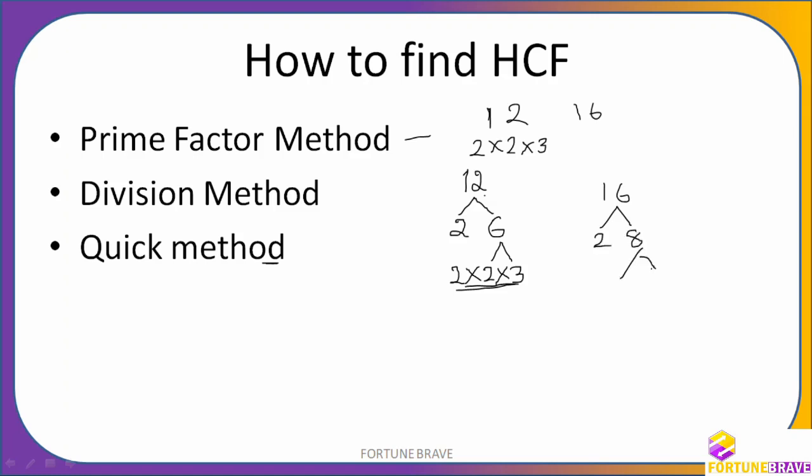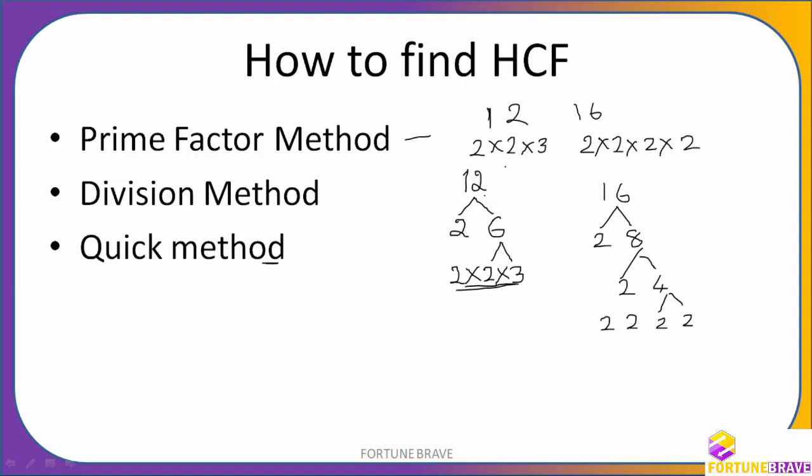Again divide it by 2, I'll get 2 and 4, and 4 is also divisible again, so 2 into 2. So what will come here? 2 into 2 into 2 into 2. So these are the prime factors.